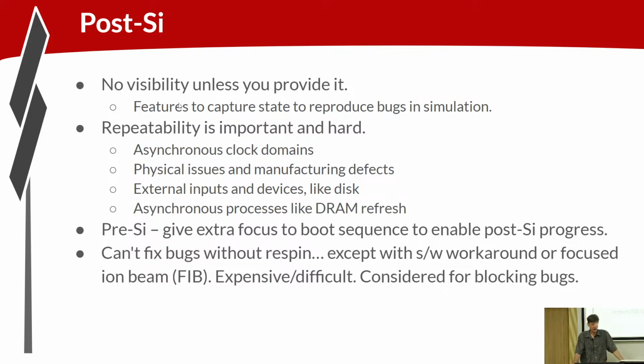So the nature of post-silicon work, right? There's, as I said, no visibility into the silicon unless you explicitly create that visibility. So you need to add features that will capture internal state, enable you to reproduce bugs in simulation where you can figure out what's going on. Repeatability in post-silicon verification is very important. You're running in a post-silicon system and something goes wrong, what do you do? You can't do much unless you can reproduce the issue, right? And that can be very difficult, made difficult by a number of things.